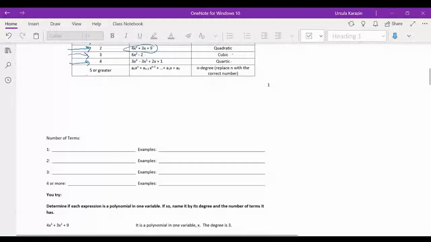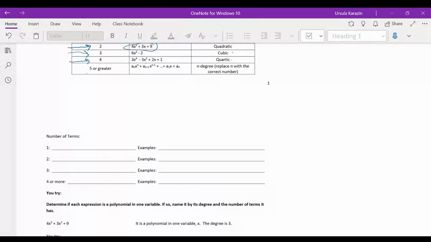And then there are names by number of terms. Okay, so if there's one term, remember that's a monomial. So that might be 4x to the 5th or 2x squared or 7. Okay, so these are separate examples. If it has two terms, that's a binomial.